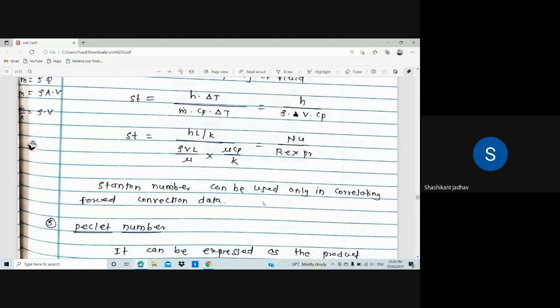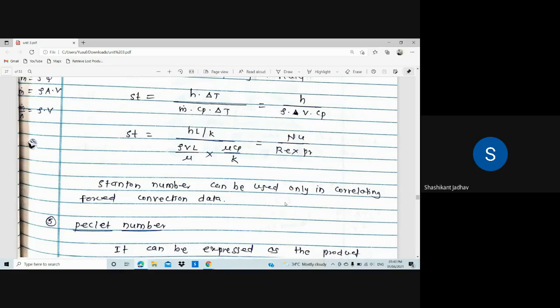So write down, Stanton number can be used only in correlating forced convection data. Correlating forced convection data. Okay. So this is the fourth number, that is Stanton number.